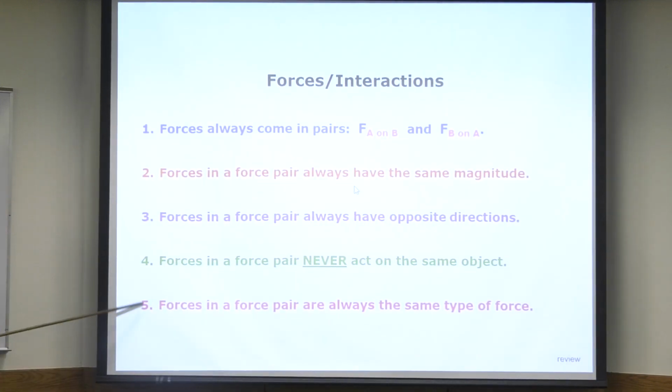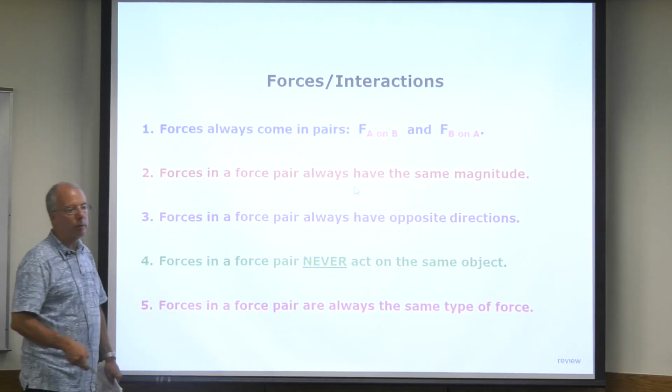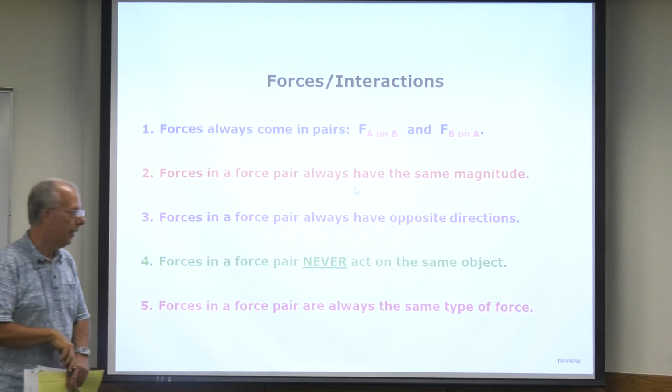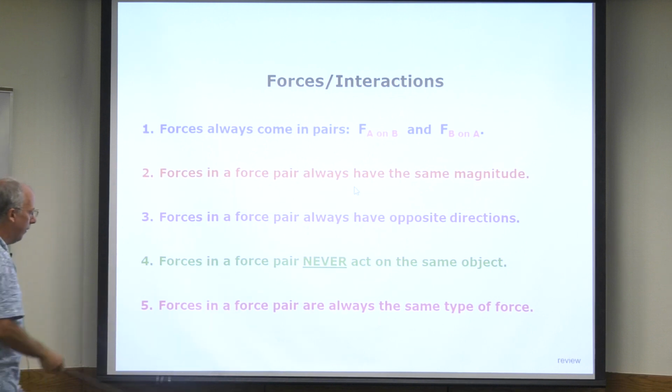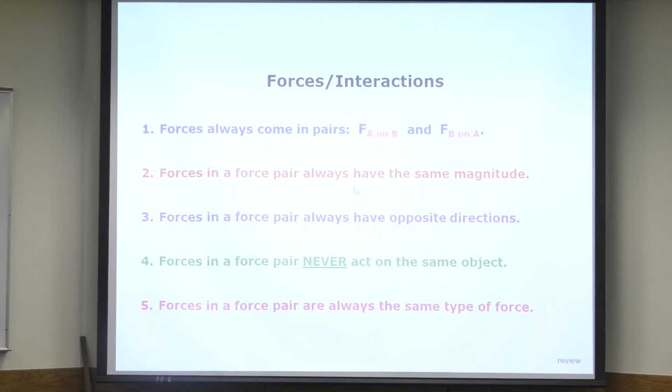And here's something new I forgot to tell you. Forces in a force pair are always the same type of force. So like, for example, Earth on me and me on Earth, those are gravitational forces, right? So forces in a force pair are the same type. Both gravitational, both magnetic, both electric, both normal, whatever, the same type of force. So these 5 facts will help you figure out what are members of the same force pair.